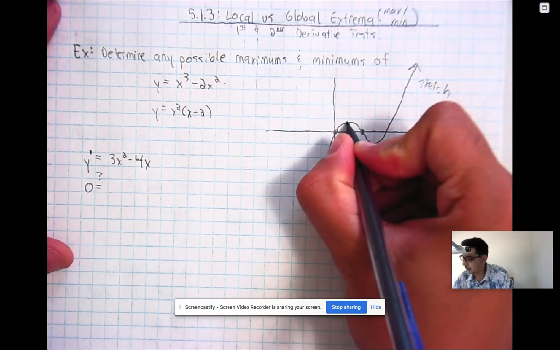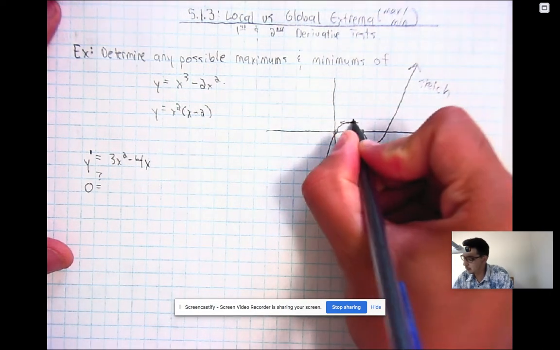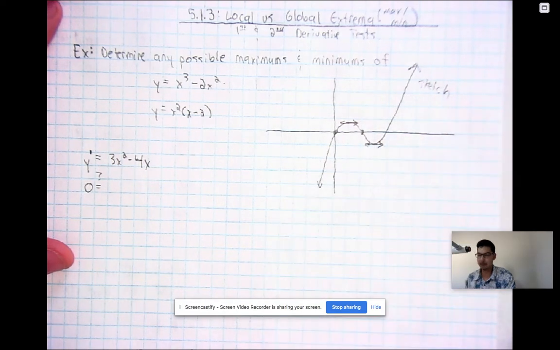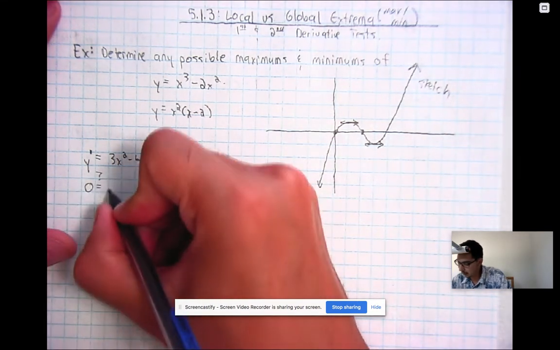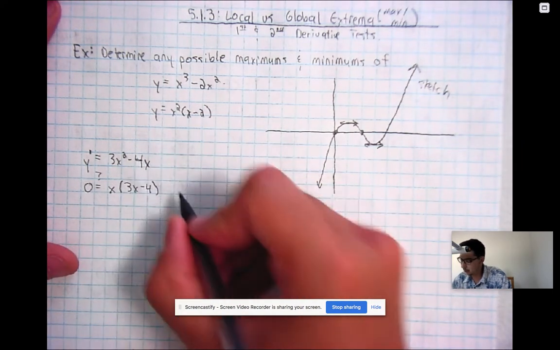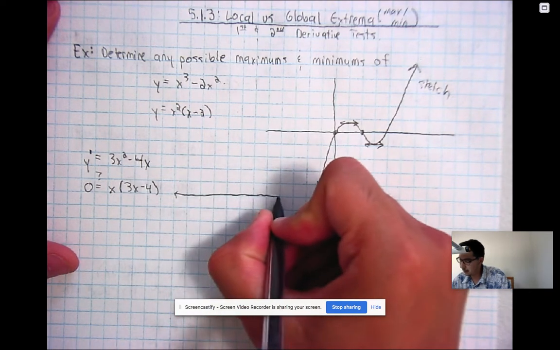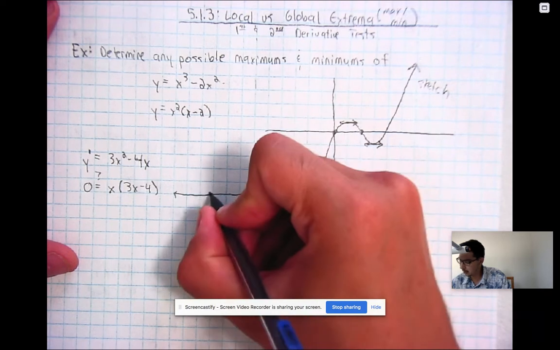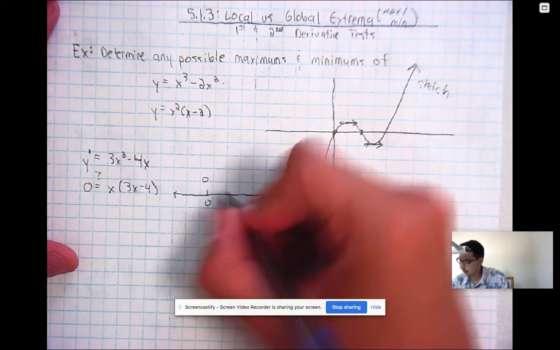Or you can see it on a graph here. Why am I doing it with a pen when I can show you here? But at the max, the slope will be 0, and at the minimum, the slope will be 0. Okay. And here we would have that if you factor out x, you'd have x times (3x minus 4). So what we would know, if I make a number line here of y prime, is that we would have a 0 at 0 and at 4/3.